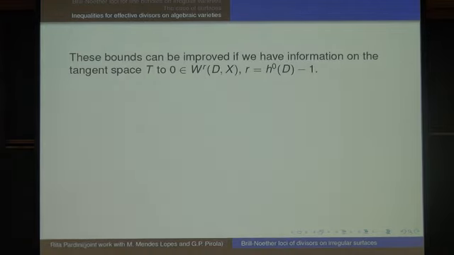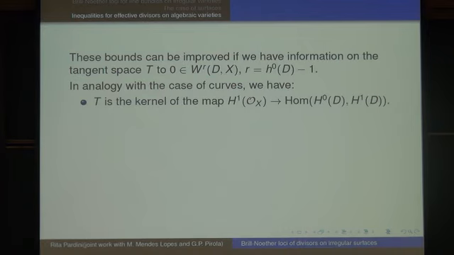And if you have more sections, of course, you get a better bound. And the last thing I wanted to explain is that these bounds can be improved if we have some knowledge of the Brill-Noether loci. You can get significantly better bounds. So let me do this quickly.